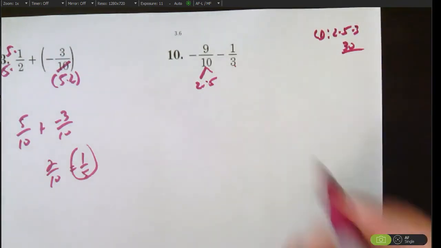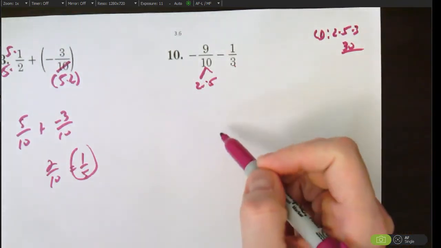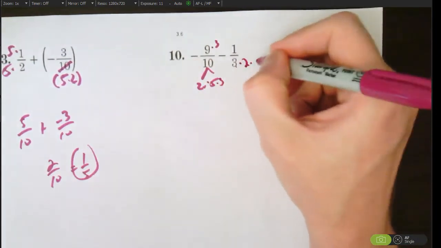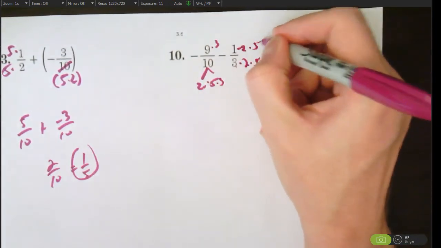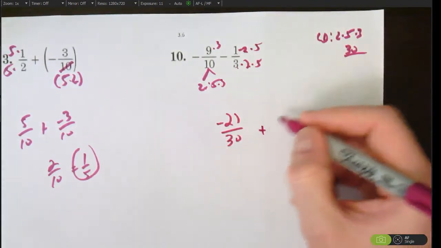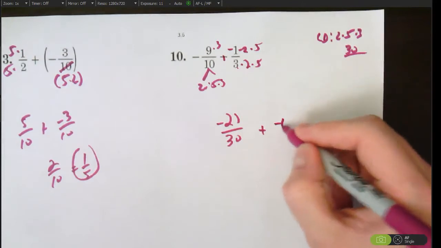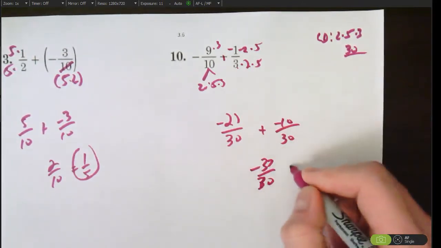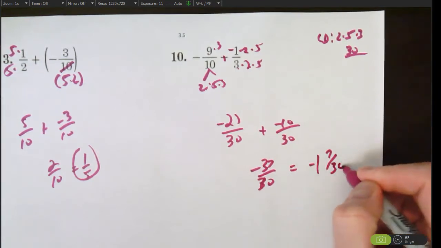I multiply them together, which a lot of people would say, oh yeah, it's the first number 3 and 10 multiply to, which is 30. So multiply this by 3 on top and bottom. Multiply this by 2 and 5, or 10, however you want to think of it. We get negative 27 over 30 plus negative 10 over 30. That gives us negative 37 over 30, which is then negative 1 and 7/30.